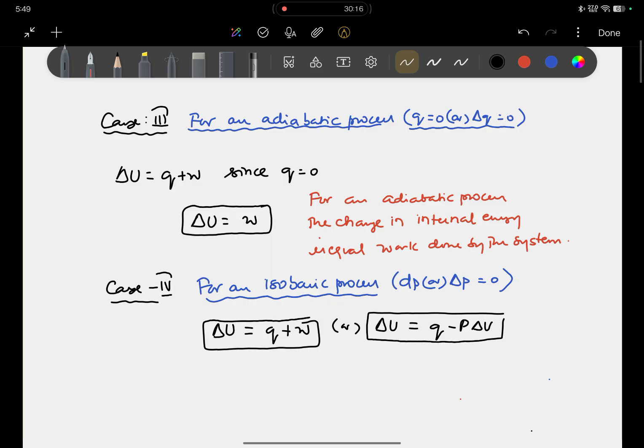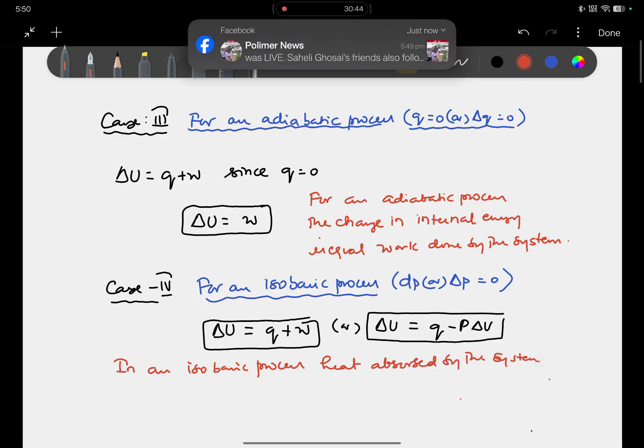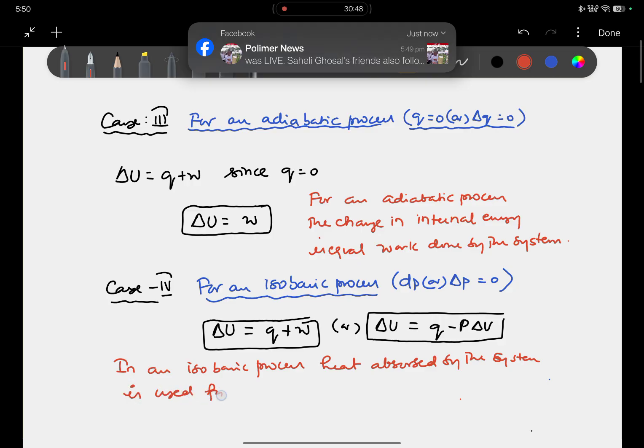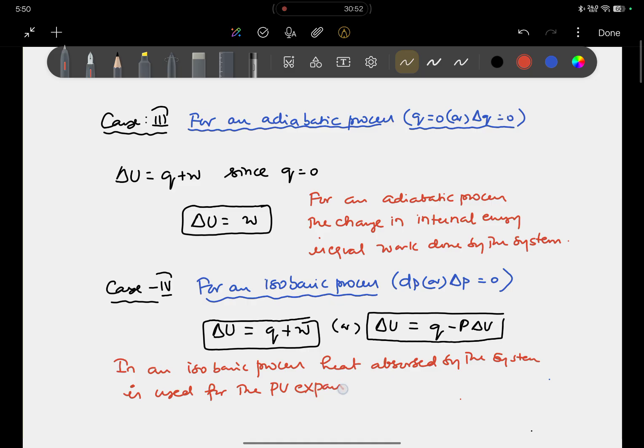So what do you understand from this? In an isobaric process, heat absorbed by the system is used for the PV expansion, and the remaining is added to internal energy. Copy this, ma. Copy both the statements and let me know.